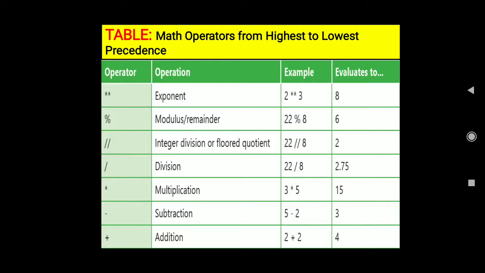We can also say remainder. 22 modulus 8, the answer is 6. Here the remainder shows 6. The next operator is integer division, or we can say floor quotient. 22 integer division 8, the result will display 2. Only the integer part of the answer will display here.